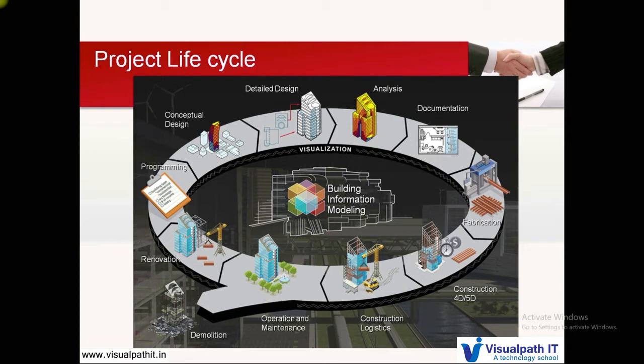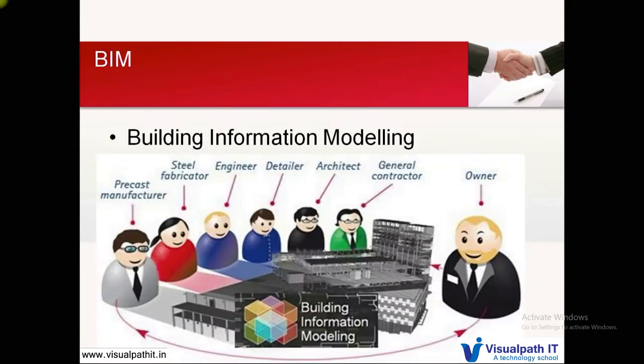So BIM is not Revit. BIM is a concept, out of which there are a lot of tools involved, where Revit is one part of it. I hope you understood. Next we go for the BIM coordination. BIM coordination requires the coordination of the architect, detailer, engineer, fabricator and the owner. So that is how this BIM will help you. Now all this coordination is done by people, but with the help of Revit.